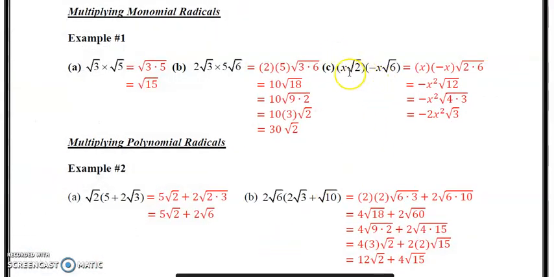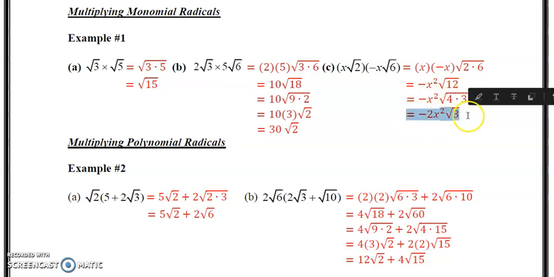The next example, C. We have a variable this time, so we have x root 2 multiplied by negative x root 6. So that x, the two coefficients multiply together and give us negative x squared. And the 2 multiplies by 6 and gives us 12, but we can simplify the 12 to 4 times 3. The 2 comes out when we bring it out front, and your final answer is negative 2 square root x root 3. And that can't be checked, obviously, because we have variables.